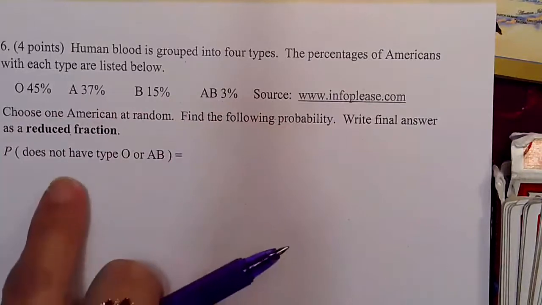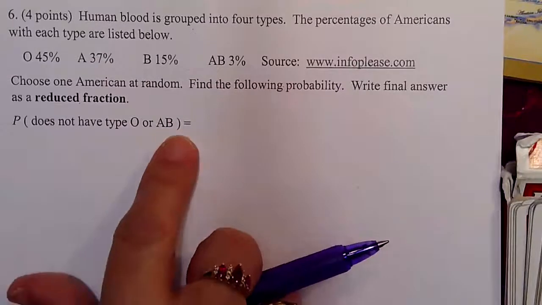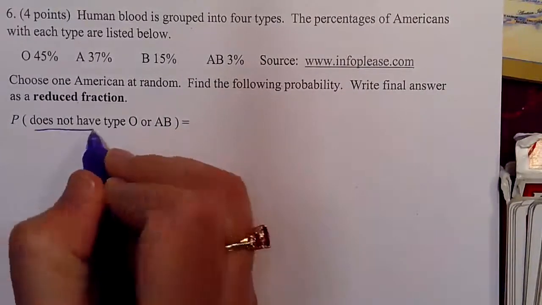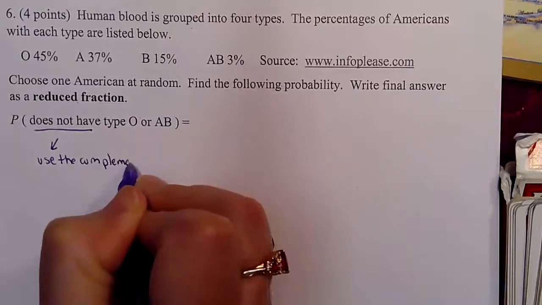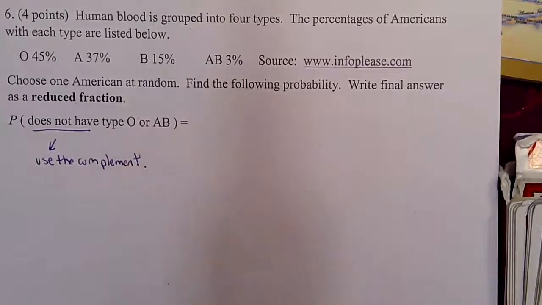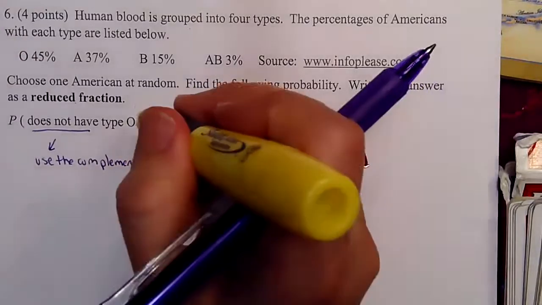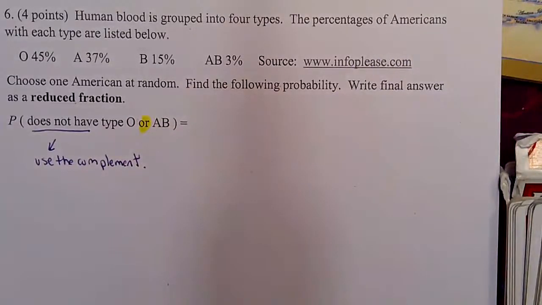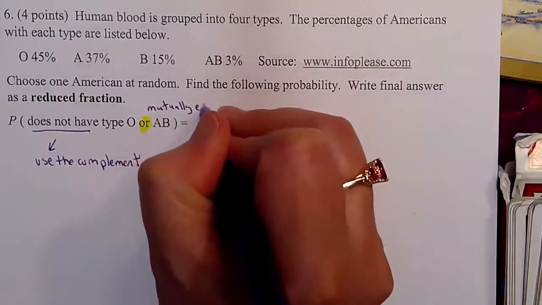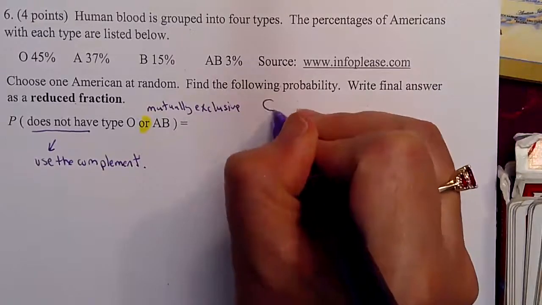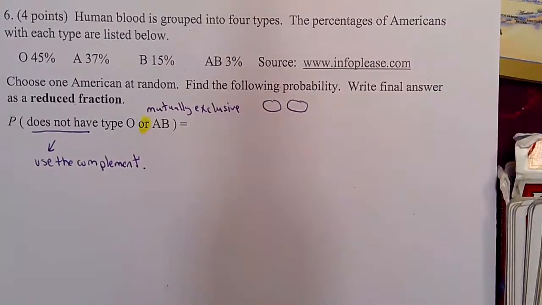Okay, so the probability that does not have type O or AB. So this does not have, that means you're going to use the complement. And then also now we have the OR involved here. And this is blood types. So if this is blood types, that's going to be mutually exclusive. You cannot mix the different types of blood in a blood transfusion because that could harm the person, right? So it's mutually exclusive as opposed to mutually inclusive, where there's an overlap. There's no overlap here.